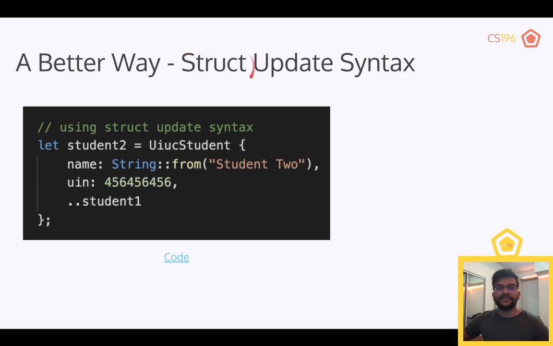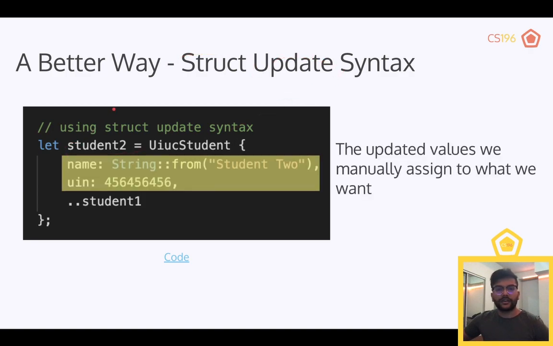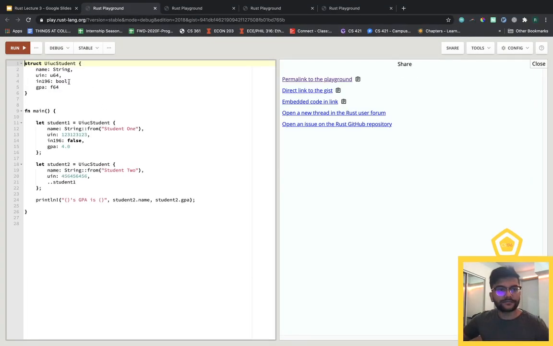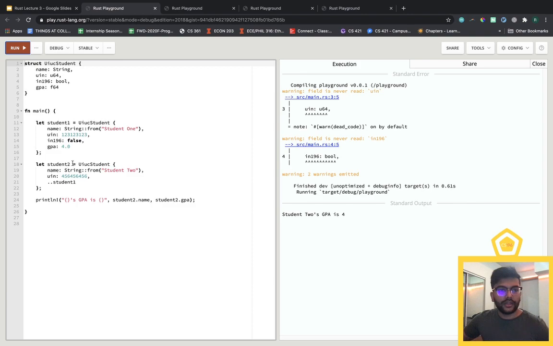So a better way to do this is using the struct update syntax. What we do is we firstly manually assign the values we want to change. So student 2 obviously has a different name and a different UIN. Those are unique to the student, so we want to manually assign that. But afterwards, we use the .. to indicate that any field not explicitly specified should have the same values as the given instance. In this case, the given instance is student 1. So when we run this, it'll copy over student 1's GPA and their in 196 status, because those haven't been explicitly specified before.